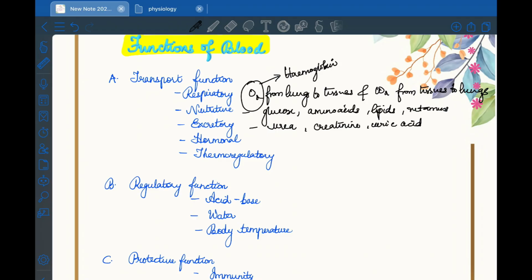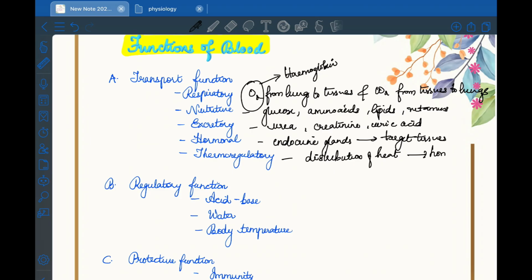And the hormonal function is that blood transports hormones from the endocrine glands to the target tissues. The thermoregulatory function is that blood distributes heat generated in the active tissues throughout the body, aiding the temperature homeostasis. So, this is a distribution of the heat which helps in maintaining the homeostasis of temperature.